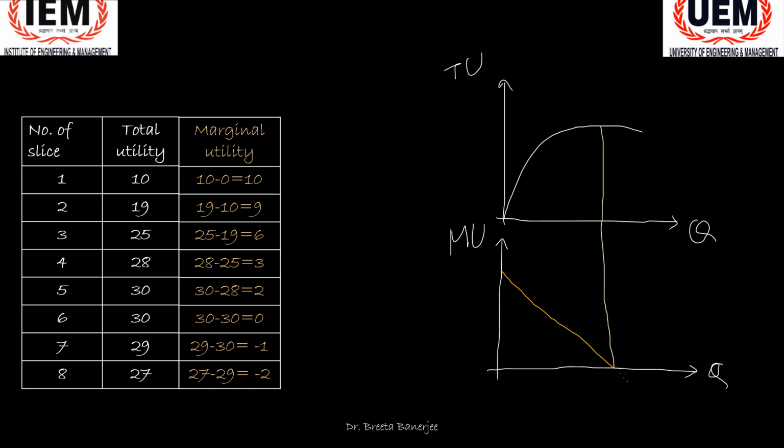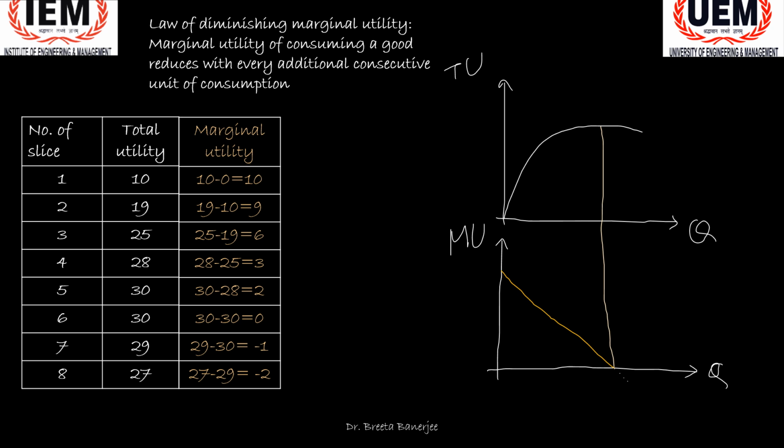So what does the law of diminishing marginal utility say? It says the marginal utility of consuming a good will reduce with every additional consecutive unit of consumption. Practically, we will get less and less satisfaction from every additional unit. In our example, we are getting full as we eat more and more slices of pizza, and if we keep eating after we are completely full, we might get sick.